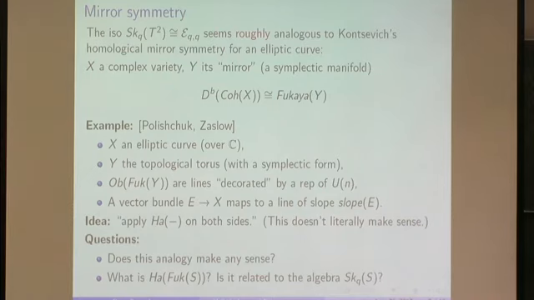And in this isomorphism, something similar happens. If a vector bundle gives you an element in the elliptic Hall algebra, that maps to an element in the skein algebra, which is roughly a line of slope slope E. So, sort of morally, you might say, well, I can apply the Hall algebra on both sides of this and get this isomorphism.